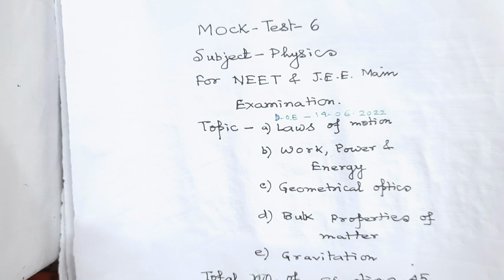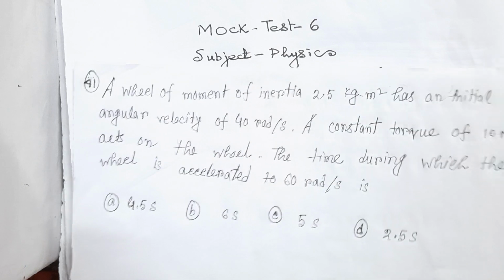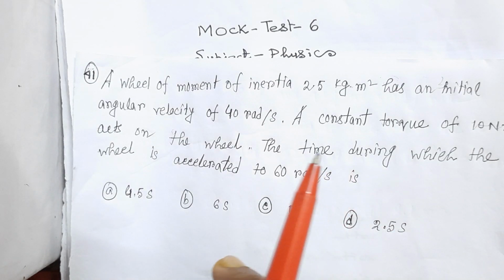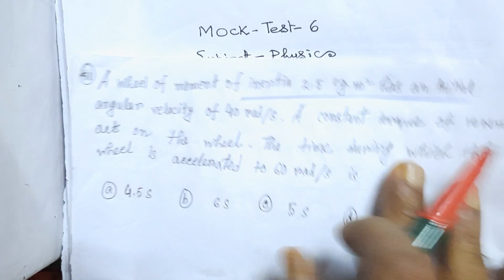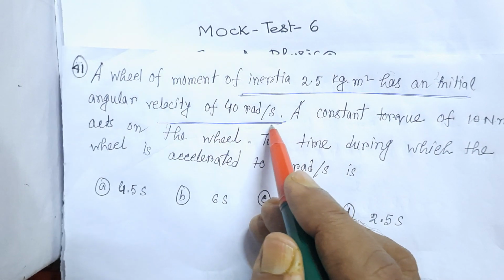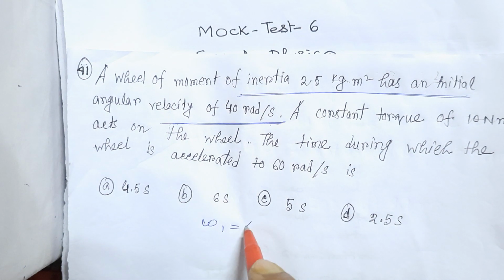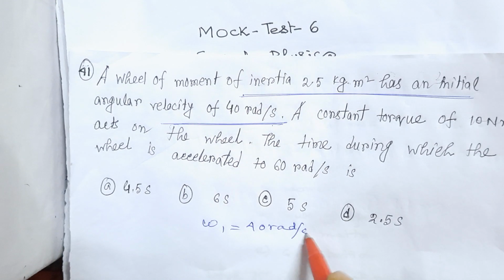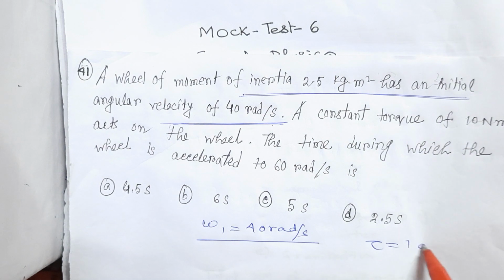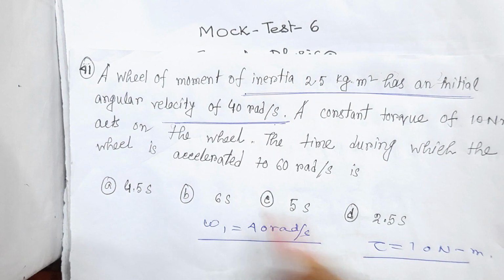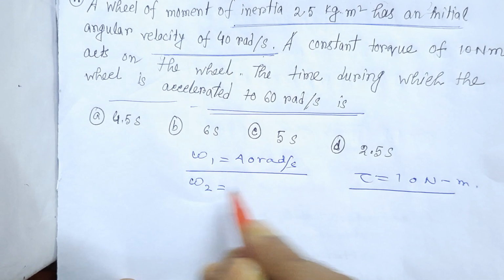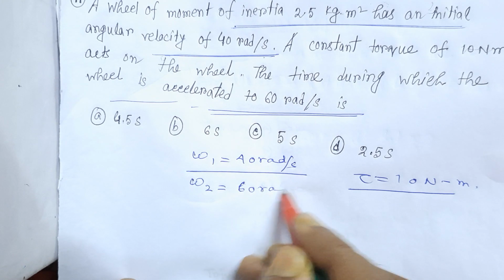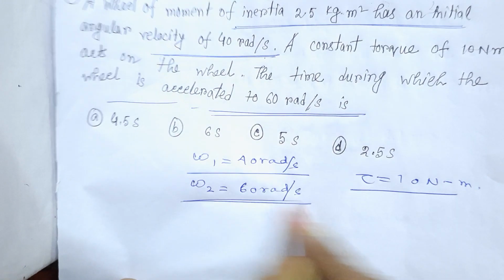Now let us consider the next question, that is our question number 41. In question number 41, we see that a wheel of moment of inertia 2.5 kg meter square has an initial angular velocity 40 radian per second, omega 1 equals 40 rad per second. A constant torque tau of 10 Newton meter acts on the wheel. The time during which wheel is accelerated to 60 radian per second. Final angular velocity is 60 radian per second. We have to calculate the time taken.